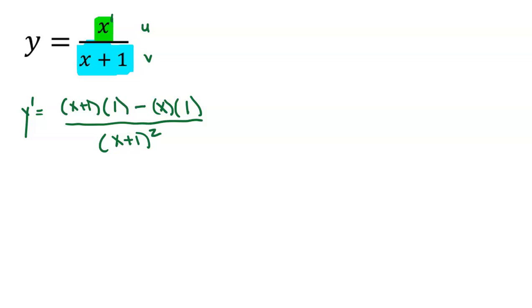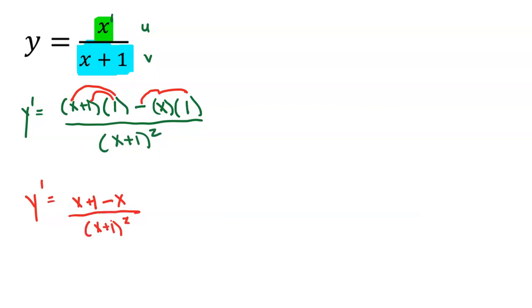I'm now going to move on to cleaning the problem up, which is actually where a lot of students make mistakes. So let's properly clean this up. First, I'm going to distribute 1. 1 times x is x. 1 times 1 is 1. Now I'm going to distribute the negative. So it's negative x times 1, which is just negative x, all divided by x plus 1 squared.